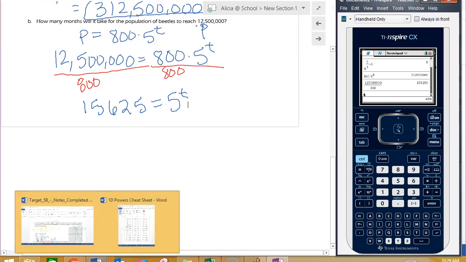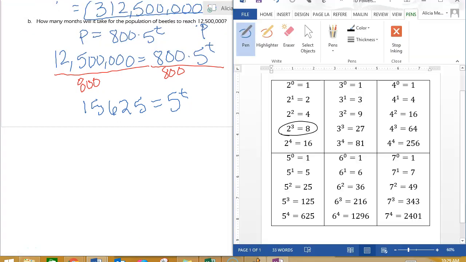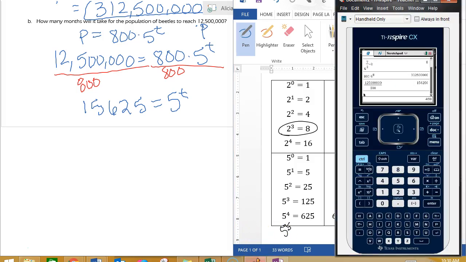Looking at my powers cheat sheet, I know I'm going to be changing in bases of 5. The biggest number I have here is 5 to the 4th. So let's check what is 5 to the 5th power. Looking at my calculator, 5 raised to the 5th power is only 3,125. It needs to be a bigger number. So let's say 5 to the 6th power.